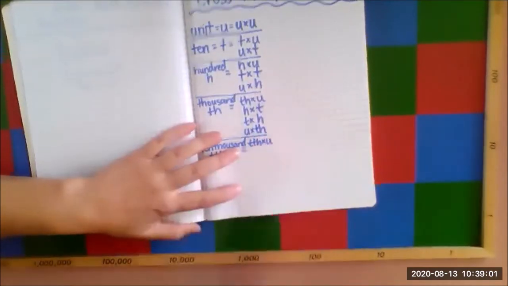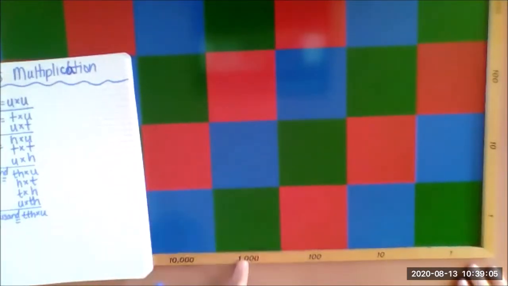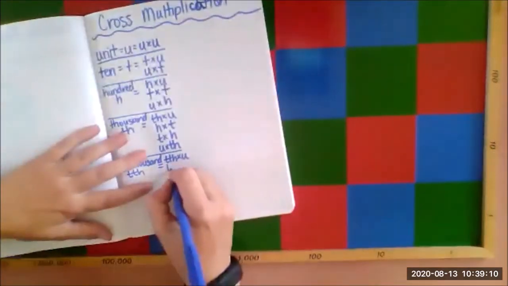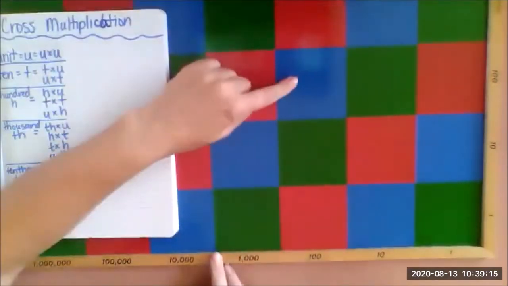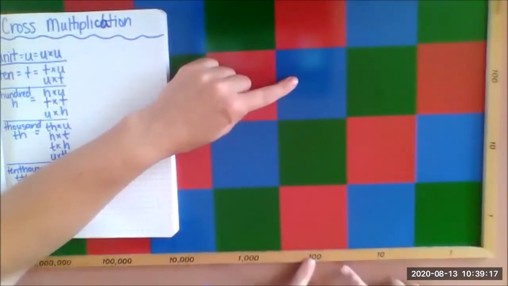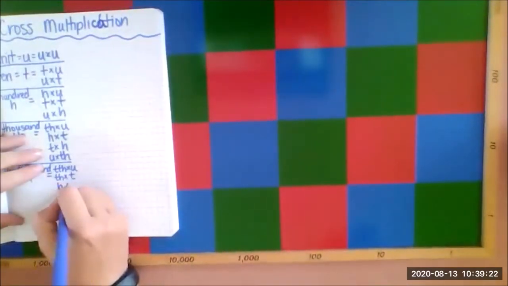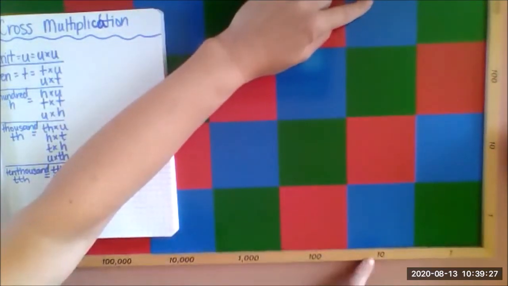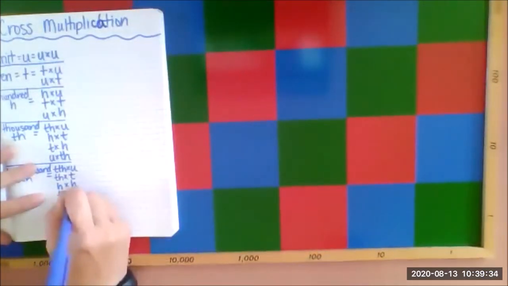10,000 times a unit. Okay. And then we have another one right here, which is 1,000 times a 10. So 1,000, a thousand, times a ten, 1,000 times 10. And then we have this one, which is 100 times 100, hundred times hundred. And one more up here, 10 times 1,000, a 10 times 1,000.